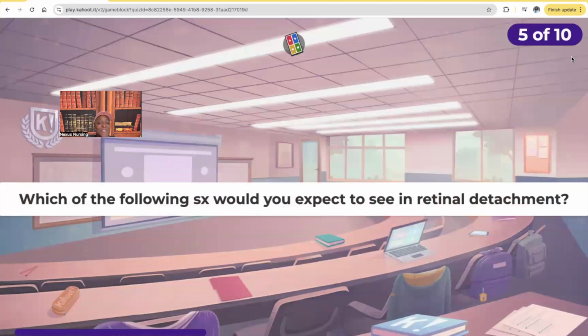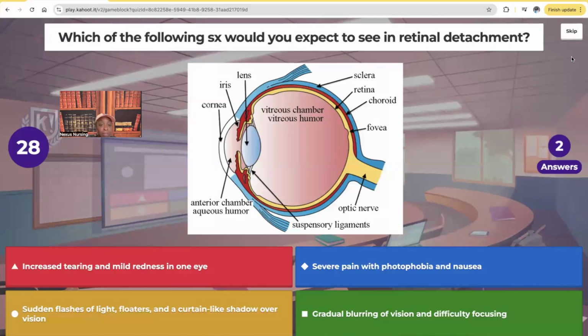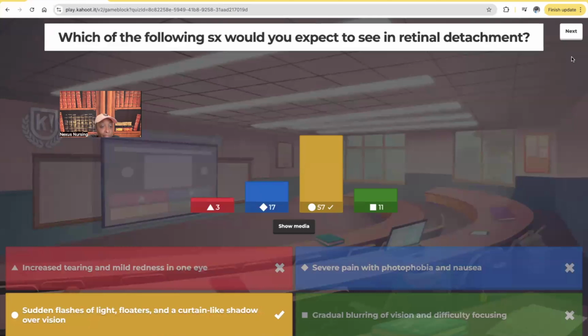Next question. Which of the following symptoms would you expect to see in retinal detachment? Would it be increased tearing and mild redness in one eye? Would it be severe pain and photophobia and nausea? Would it be sudden flashes of light, floaters, and curtain-like shadow over vision? Or would it be gradual blurring of vision and difficulty focusing? Okay, very good. Sudden flashes of light, floaters, and curtain-like shadow over vision.